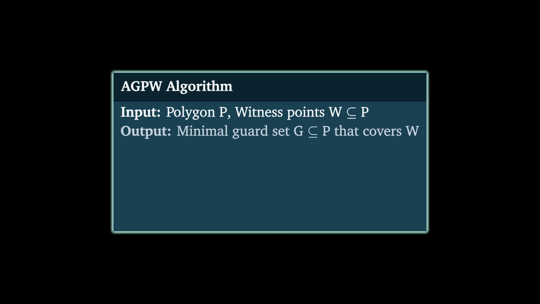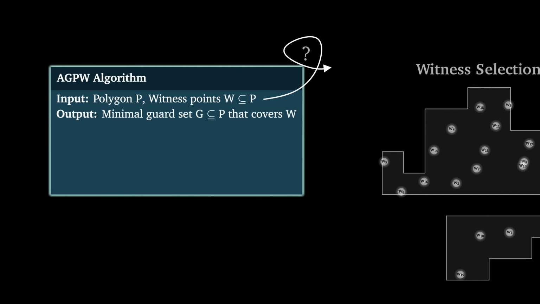First of all, let us formulate an algorithm to solve AGPW. Such an algorithm gets obviously the polygon P and the witness set W as input. The output, as you hopefully remember, is a minimal guard set G subset of P that covers W, but probably not the whole polygon. Regarding this, it is important to select good witness points, especially for the algorithm later. So what is a good witness selection?